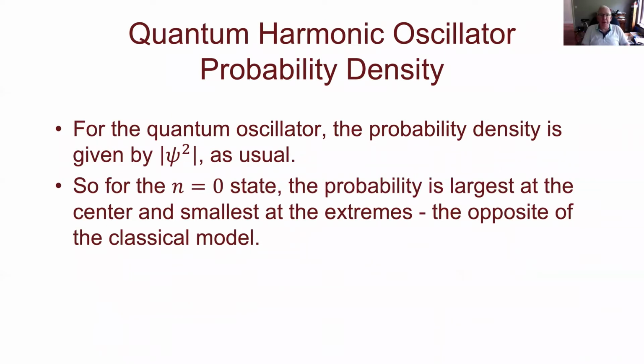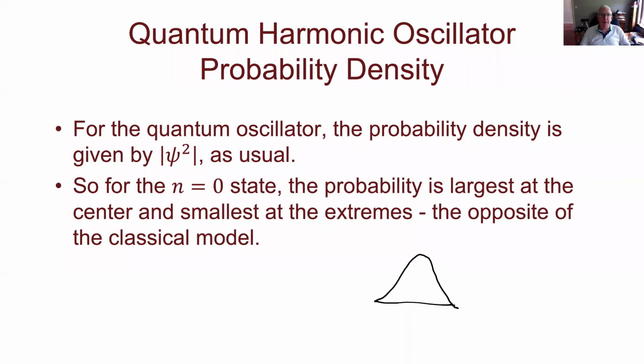In the quantum harmonic oscillator, my probability density just varies with psi squared, just like always, right? And so for the n equals 0 state, if we remember what psi looks like for that lowest state, if these are the limits of my motion, my wave function squared looks kind of like that, right? So in this case, its probability is greatest at the center and goes to 0 over by the wings, right? So this is kind of the opposite of the classical oscillator, and that's a little bit of a peculiarity.